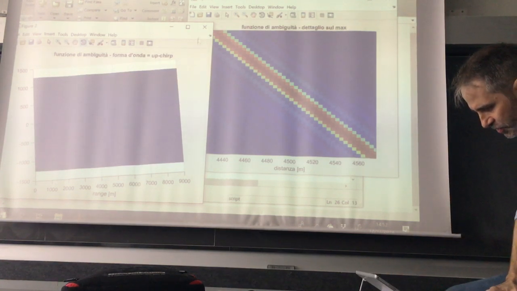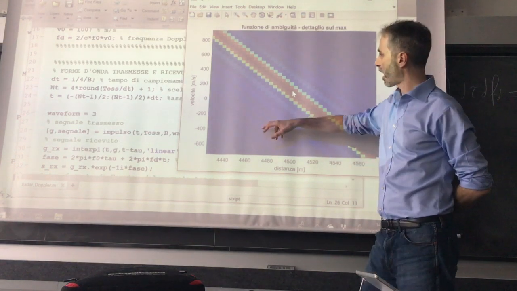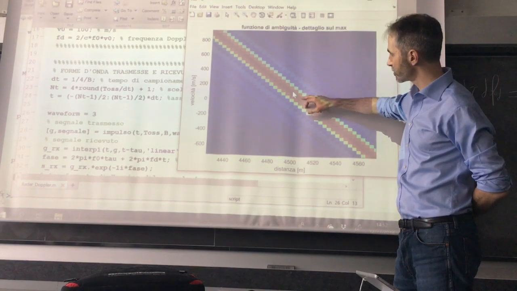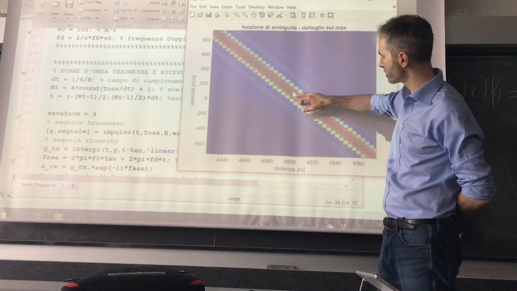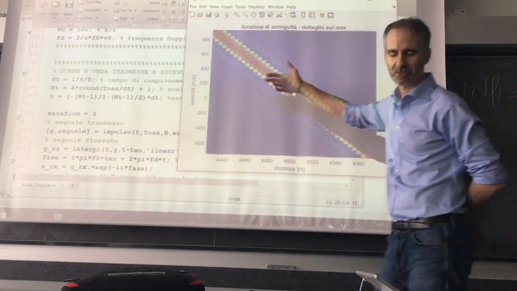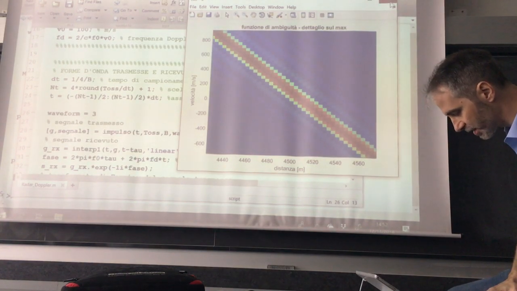And this is a close-up. And you see again, are we detecting a target at this distance with zero velocity and this velocity, or a target which is much closer and it's going like hell? So the signal is no good at all in this case.